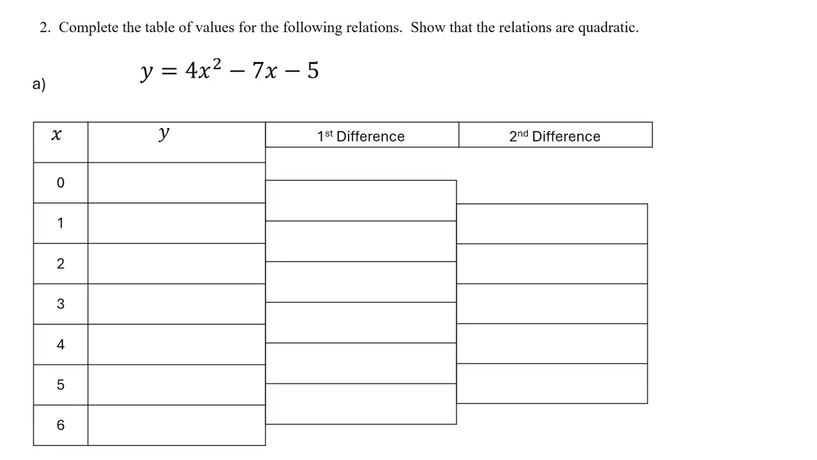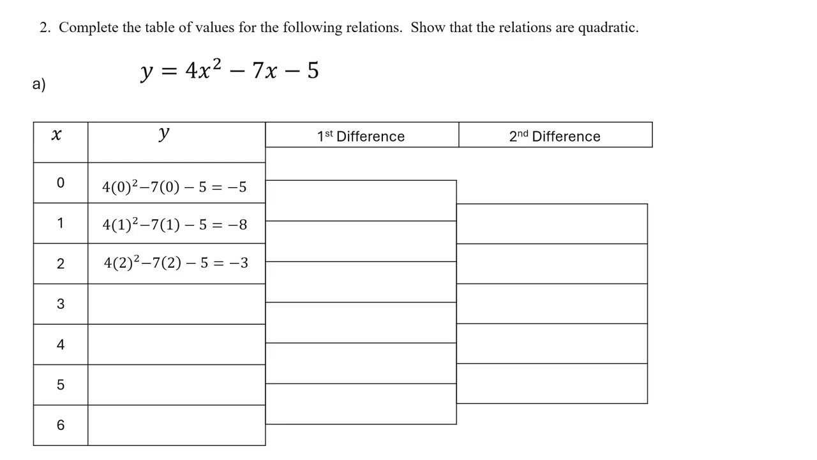Complete the table of values for the following relations. Show that the relations are quadratic. So in this example, we have to work a little bit harder. We're not told what our y values are, like we were in the previous questions. So what we'll have to do is take these x values, plug them into our equation to determine what our y value is. So we'll take that 0 and we'll plug it into the x's. We'll come up with a y value of -5. Plug in the 1's, gives us a y value of -8.